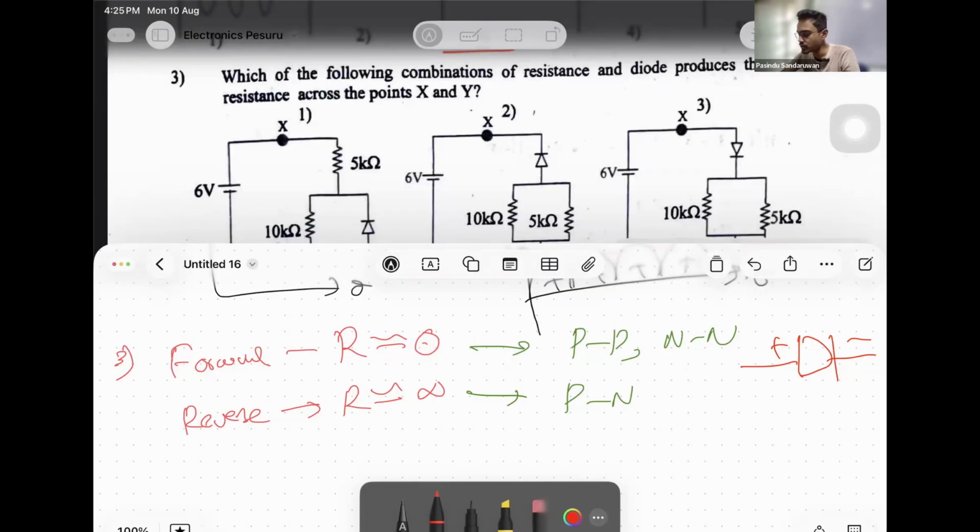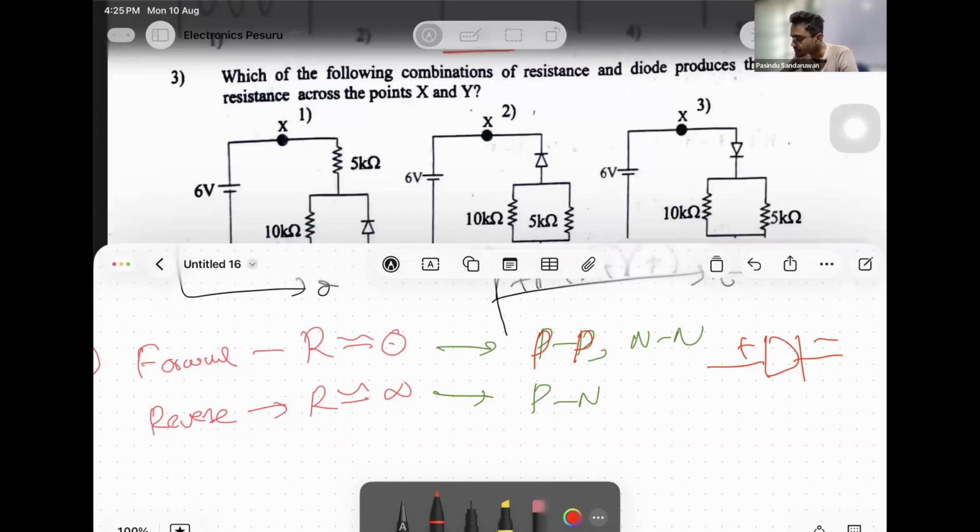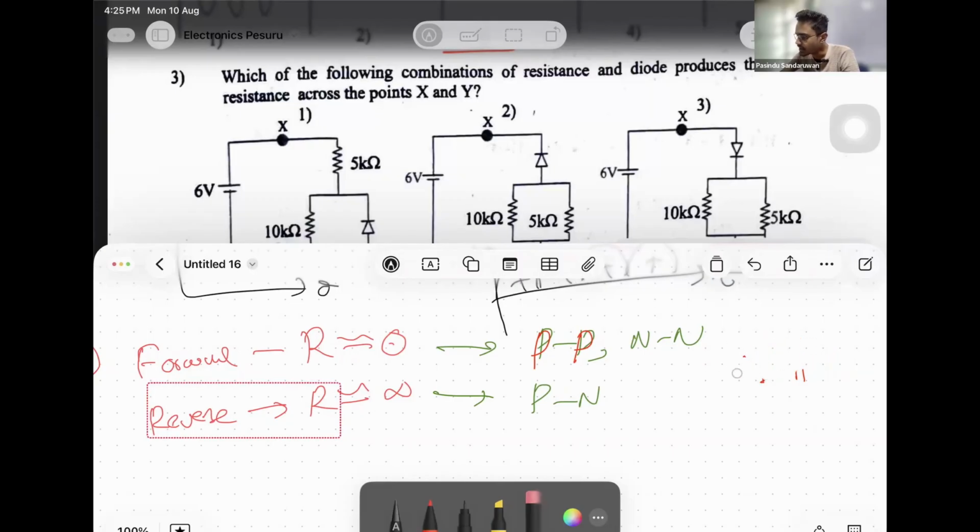And to identify a forward bias diode, we have to check the connections. They should be P to P and N to N connections, right? If there is a reverse bias diode, it has P to N connections. And P of a diode is the triangular side like this, and the negative terminal of the diode, N, is the side with the dash like this. And the diode is drawn with plus and minus.